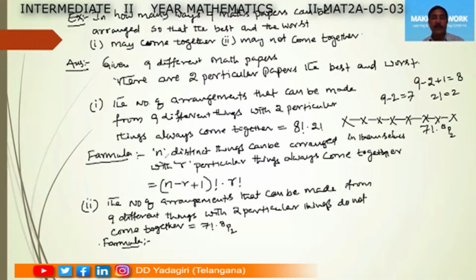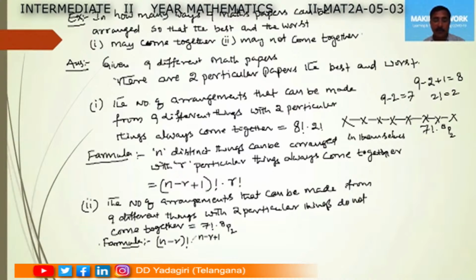So like this, n distinct things can be arranged among themselves with r particular things not coming together. First, we will remove those r elements from the given n elements and arrange the remaining elements first. Then, when n minus r elements are arranged in a row, the number of blanks that we can have between every 2 elements and at either of the ends is what? 1 more than the number of elements arranged. So how many elements are arranged here? n minus r. Therefore, the number of blanks in between every 2 elements and at either of the ends will be n minus r plus 1.